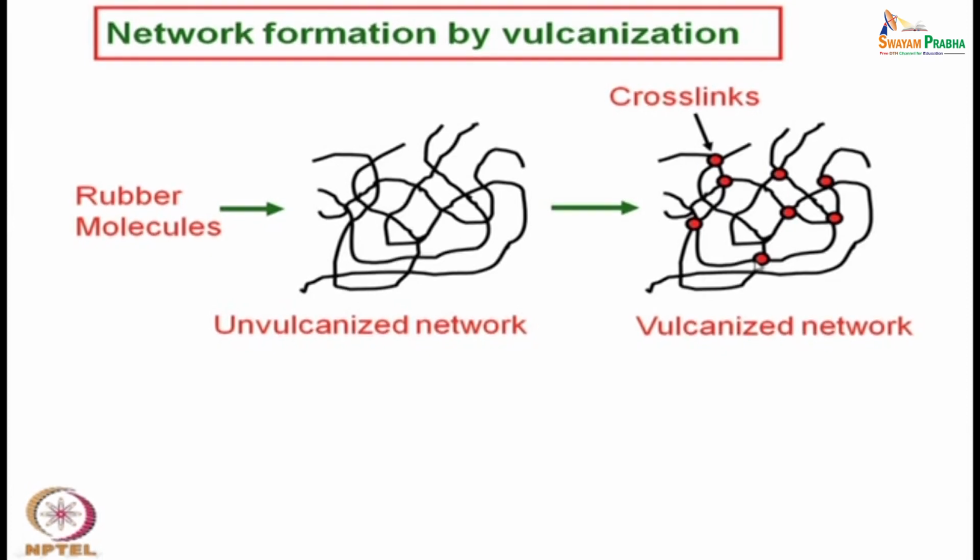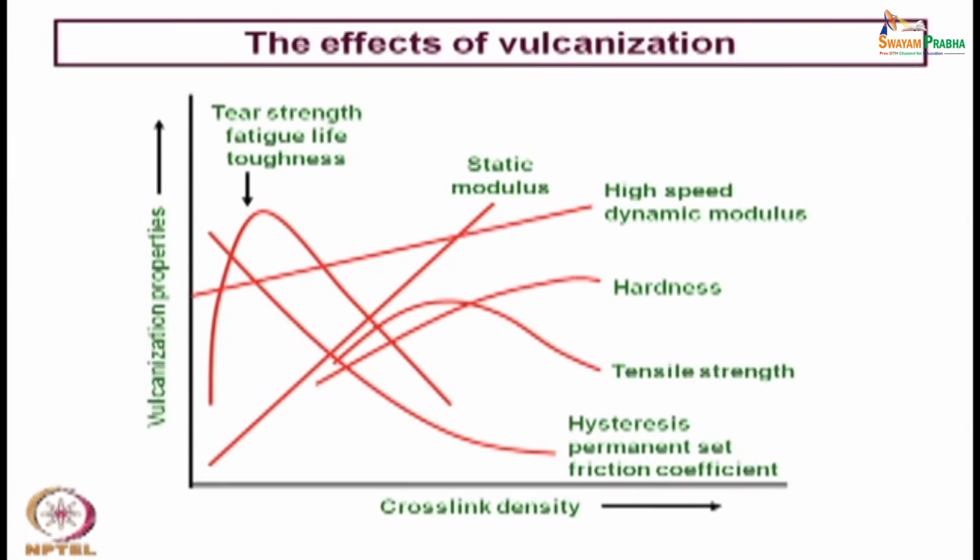Now, the more the number of these sites, the more will be the cross link density; the fewer the sites, the lower the cross link density. The more the cross link density, the stiffer will be the rubber product; the lower the cross link density, the softer will be the rubber product. So, this is basically known as vulcanized network. Depending on the cross link density, the mechanical property of the vulcanized network will be dependent.